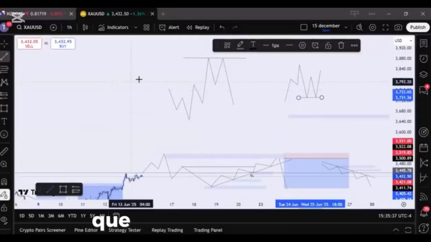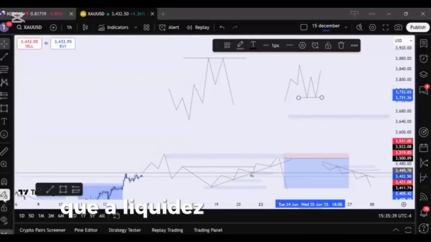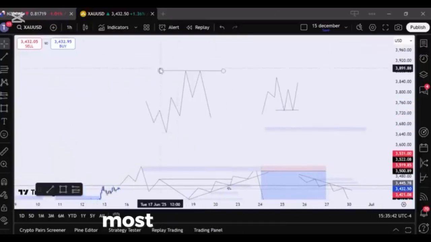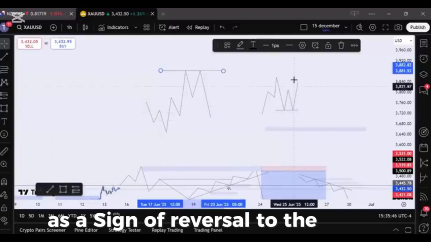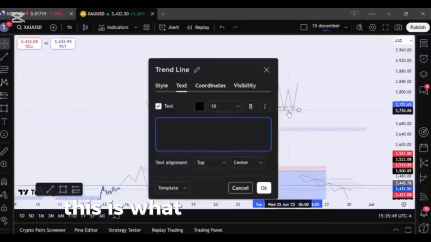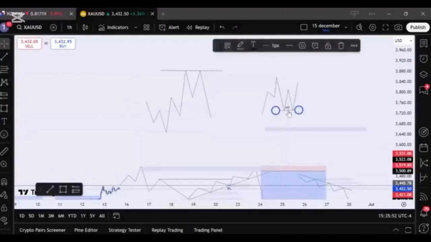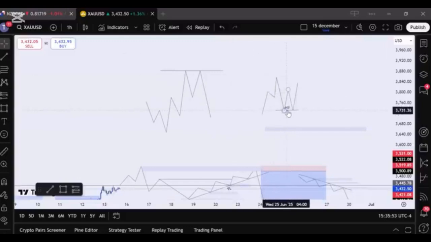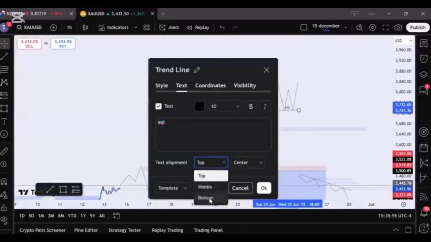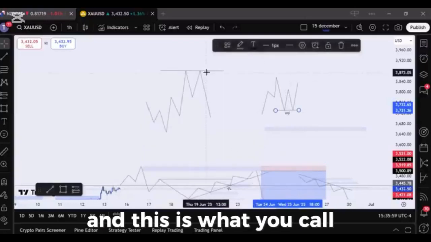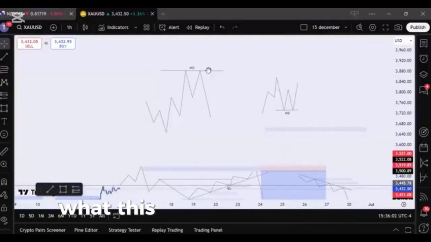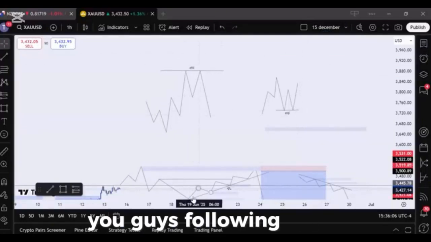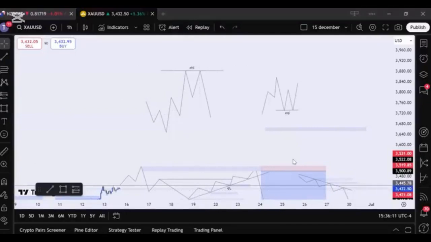What this means is that there's liquidity being accumulated on the upside here. Most people say this is a sign of reversal to the downside, and most people use the other as a sign of reversal to the upside. But once this happens, this is what you call equal lows liquidity, and this is what you call equal highs liquidity. What this means is that there's liquidity on the upside here and there's liquidity on the downside here. You guys following me?